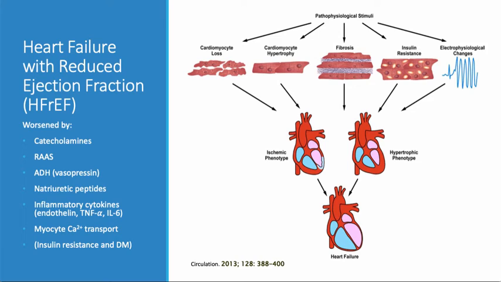There are things that worsen heart failure with reduced ejection fraction, like catecholamines, right? When we have an increase in circulating epinephrine, for instance, that leads to more contractility of the heart, but at the expense of oxygen consumption, right? So one of the things that we want to do is try and combat this, and we use beta blockers to do that.